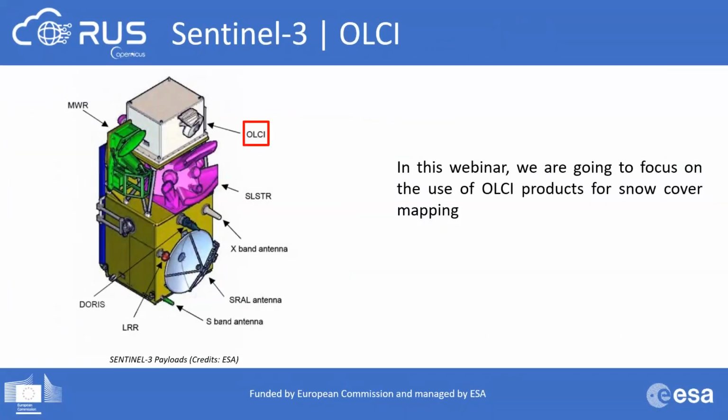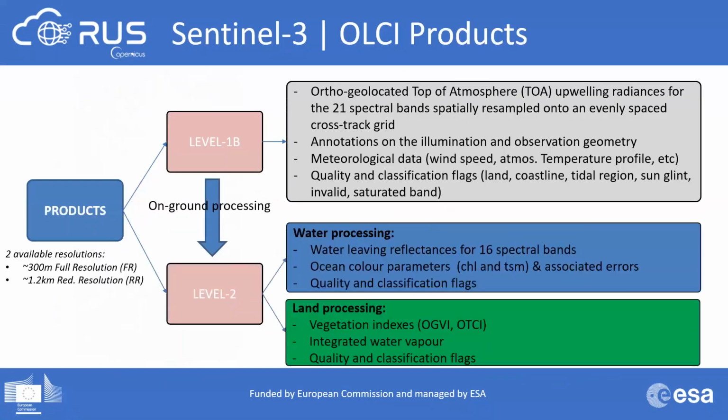In this webinar, we are going to focus on the use of OLCI products for snow cover mapping. So I'm now going to give you more details about the OLCI products, so the measurements acquired by OLCI. The OLCI products are available in two different resolutions. So the full resolution, FR, of 300 meters, and the reduced resolution, RR, of 1.2 kilometers.